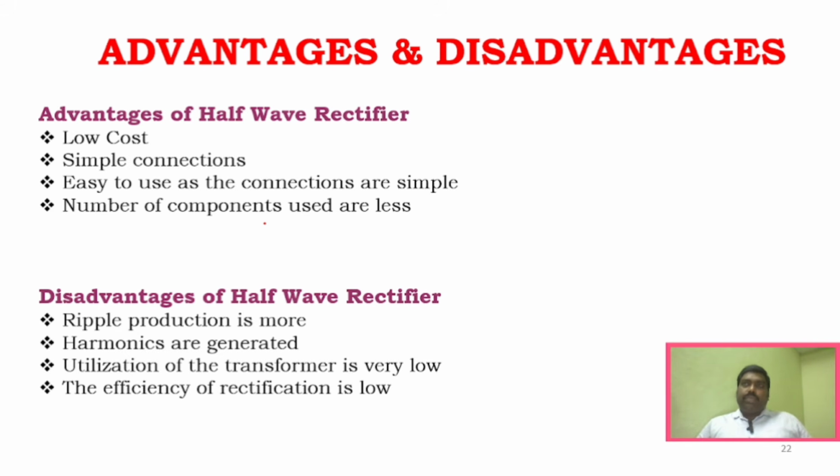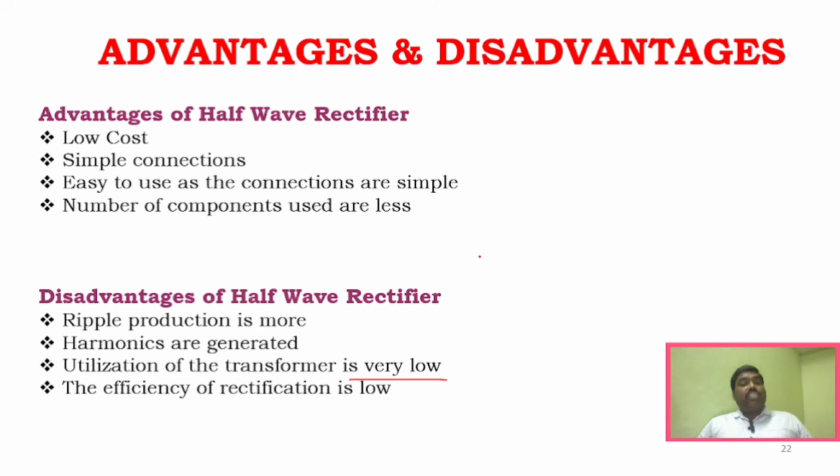Coming to the advantages of the rectifier, it is very simple, right? The connections are very simple and it is very low cost. It is easy to connect, and the number of components used is very few. Whereas the disadvantages: the ripple factor is more, which means there will be more ripples. The DC will not be a smooth DC, it will have more ripples. Because the ripple factor is more, harmonics will get generated, and utilization of the transformer is very low. That's because we conduct only in one half cycle, and the efficiency of rectification is very low. These are the disadvantages of the half-wave rectifier.